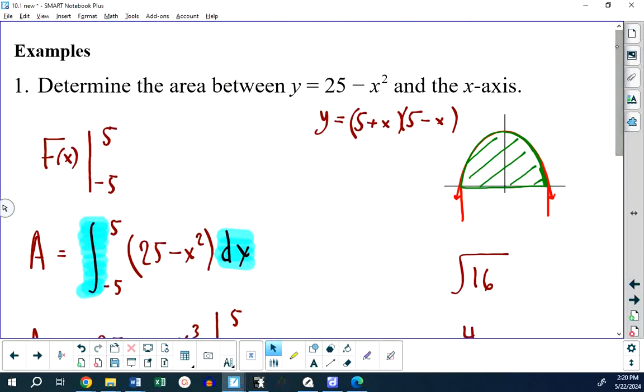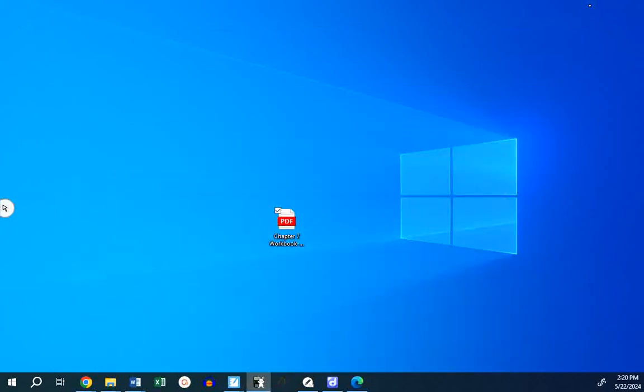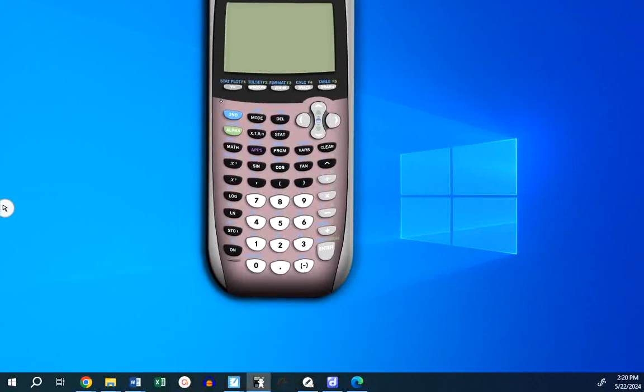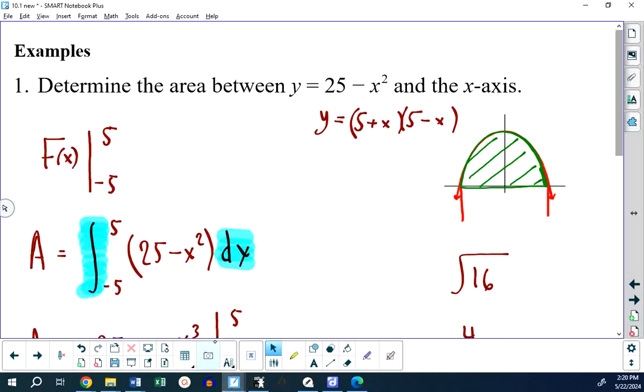So we are trying to find the area. Where did my calculator go? We're trying to find the area between 25 minus x squared and the x-axis from the x-intercepts, which we know to be negative 5 and positive 5. This is just a check on your calculator. What's 500 over 3? 166.6 repeating? Probably.